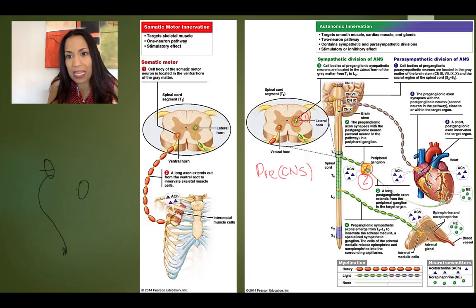This is the neuron located in the central nervous system, okay? The fibers, the axons of these neurons exit the central nervous system, and because they're before the ganglia, we're going to call them preganglionic fibers.